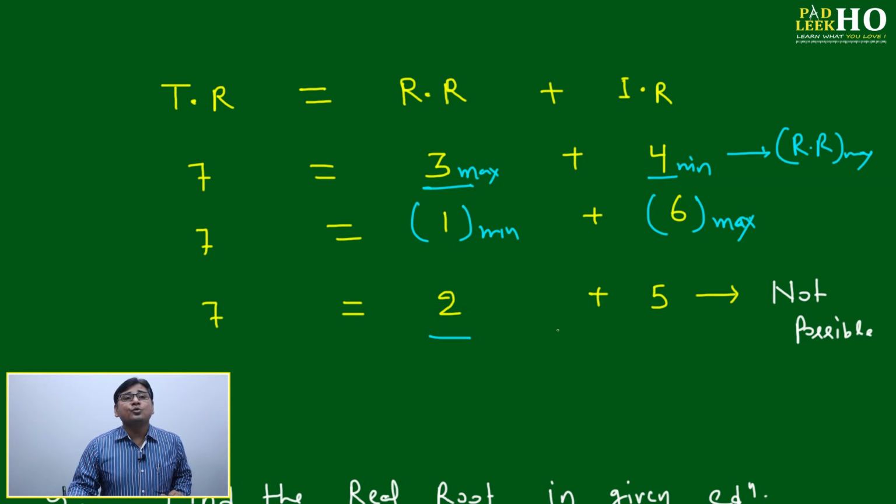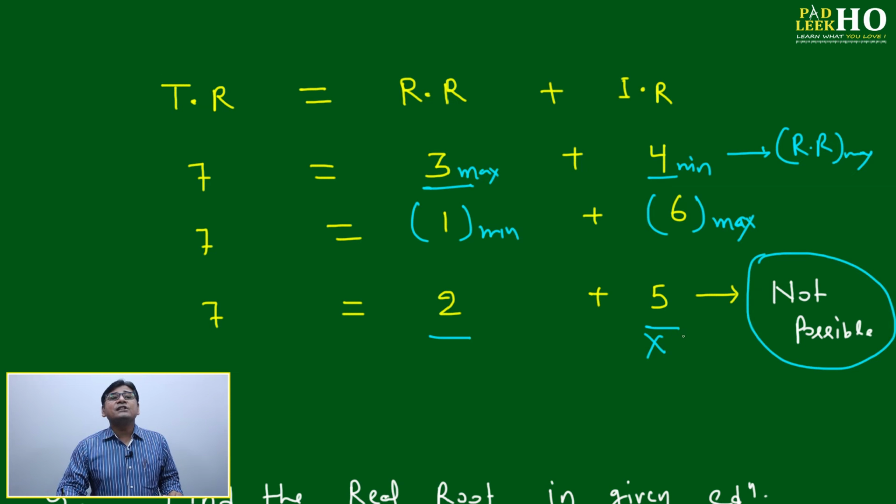Like real root is 2 and this is 5. Is it possible? Not possible. Why is it not possible? Imaginary root 5 cannot exist. Imaginary roots can be here, for this particular polynomial, either 2, 4 or 6. Only 3 possibilities are there.